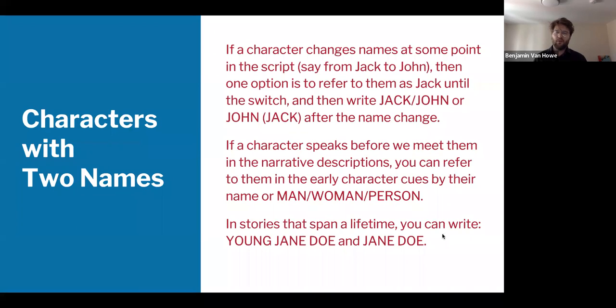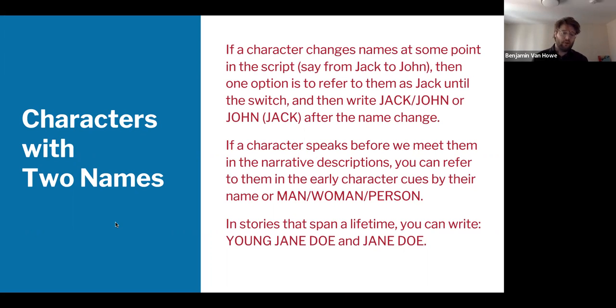So what if you have a character with maybe two names, or their name changes at some point throughout the script, say from Jack to John? One option is to refer to them as Jack until the switch, and then you can write Jack/John, or John and then Jack in parentheses after the name change. Maybe you want to slowly introduce a character and you don't want them to be revealed yet. Well, you could write man or woman or person until they are revealed to be Jack or John, and then you would switch and use that name as their character cue.